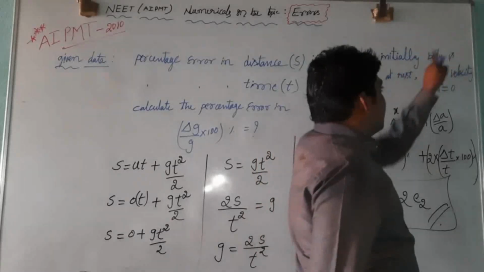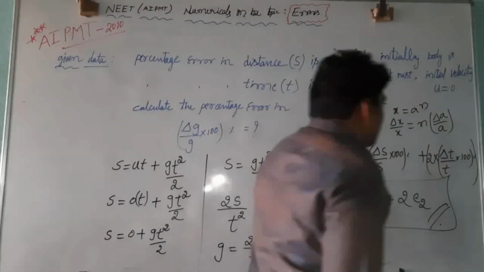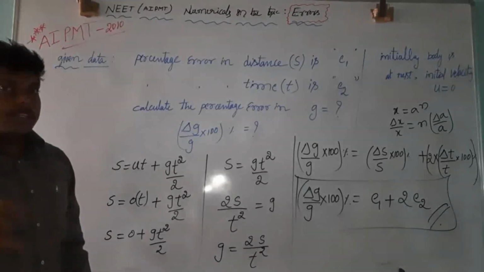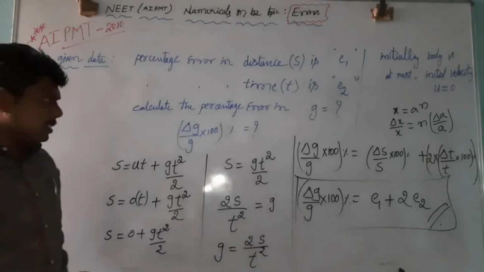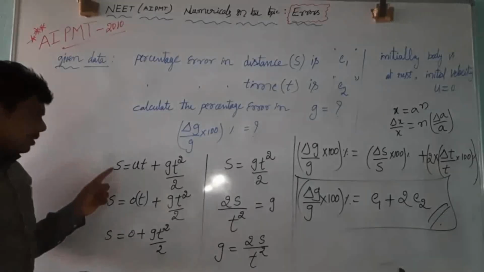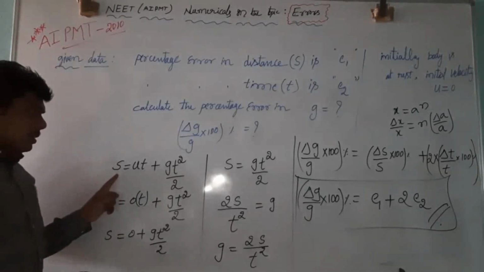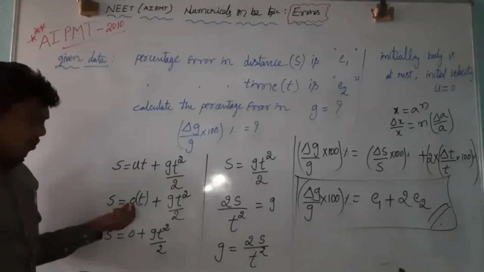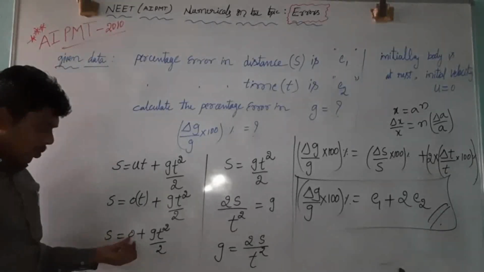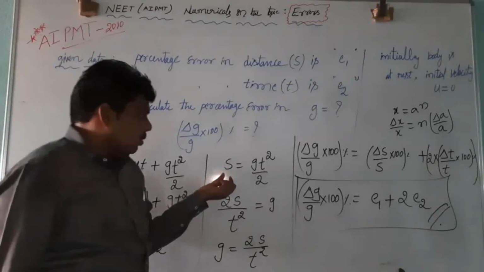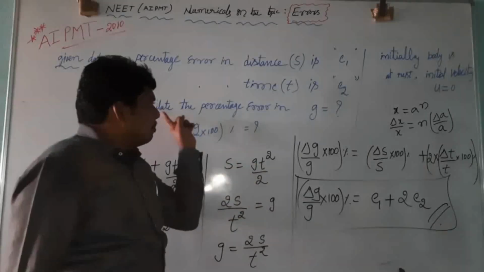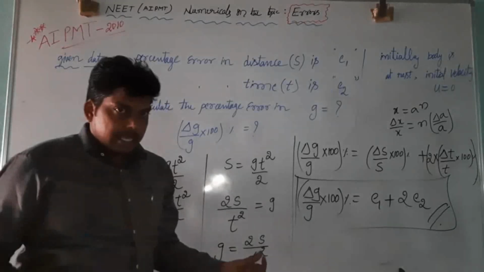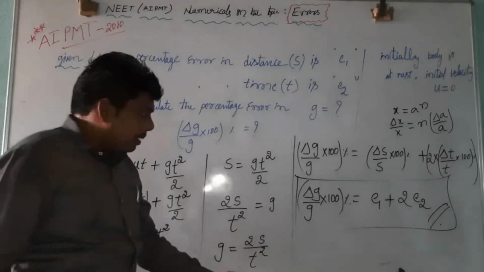Initially the body is at rest, so initial velocity is equal to 0. And the body is falling from a certain height. The student is going to calculate the distance traversed by the body. To calculate the distance traversed by the body, what is the formula? S is equals to ut plus gt square by 2. Here u is equals to 0, so this term will be 0, and we get S is equals to gt square by 2. We need the percentage error in G, so we have to express this equation in terms of G. G is equals to 2S divided by t square.